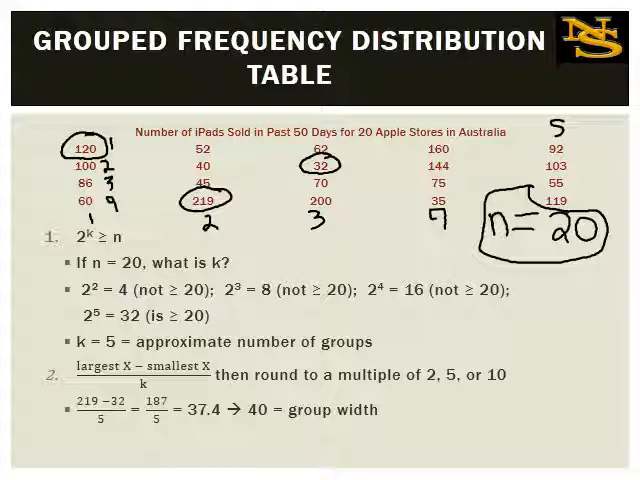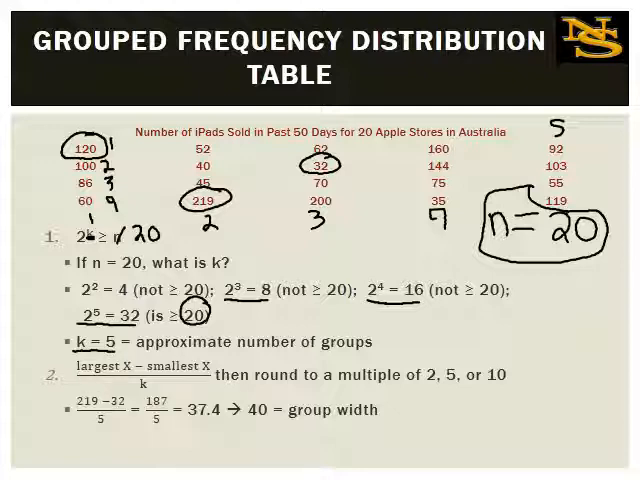So if we look at this, we need to have a situation where an exponent of 2 gives us something greater than or equal to 20. So if we look at this, 2 squared is 4. That's not good enough. 2 cubed is 8. Not good enough. 2 to the 4th power is 16. Still not good enough. But 2 to the 5th is 32, and that gets us at or above our sample size of 20. So in this example, we're going to have approximately 5 groups.